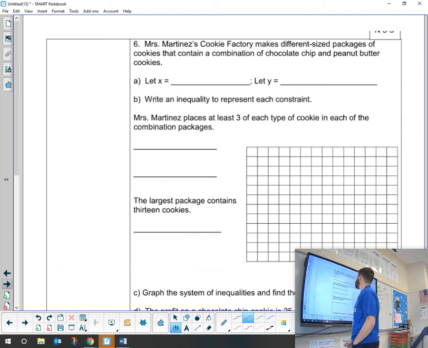All right, last page. Number 6. Mrs. Martinez's Cookie Factory makes different size packages of cookies that contain a combination of chocolate chip and peanut butter cookies. So let's let X be chocolate chip.